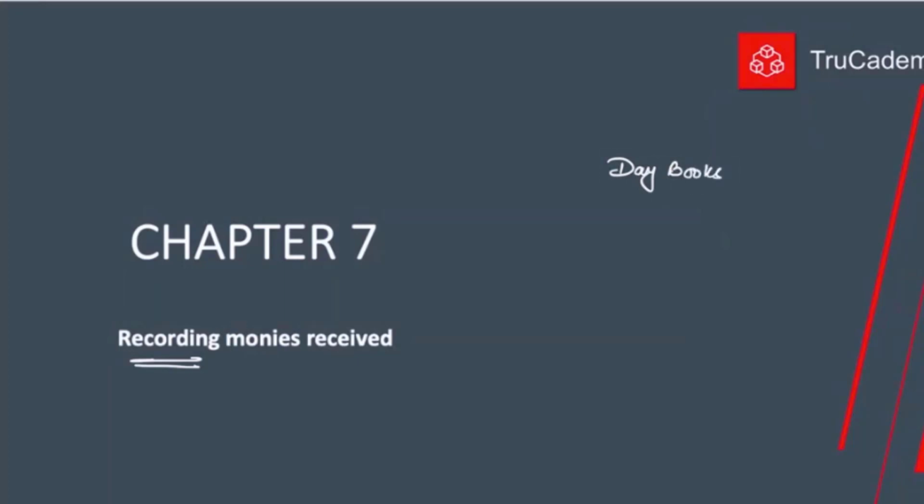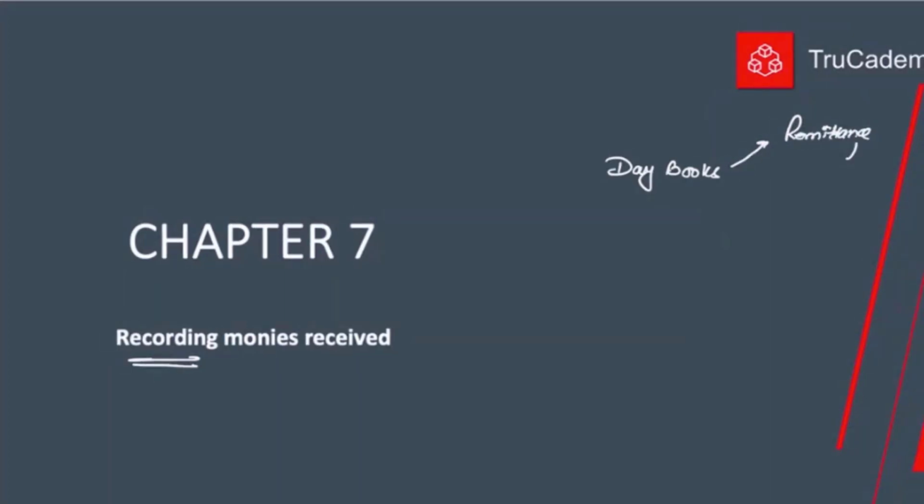Some businesses, along with the day books, also maintain a remittance list and cash register. It's better to say remittance list or cash register, any one of these two. And along with day books, then we have to make journal entries as well. Where? In our ledger. And then after the ledger, the rest is simple.